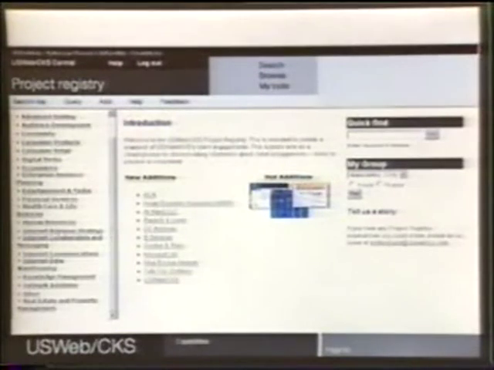Moving into the knowledge management practice, the most compelling case study here, folks, is our own USWebCKS Central site, eating our own dog food, so to speak. But again, typically what I do is actually get into this system, having an internet connection, and demonstrating the knowledge management system, the project registry, the skills profile.